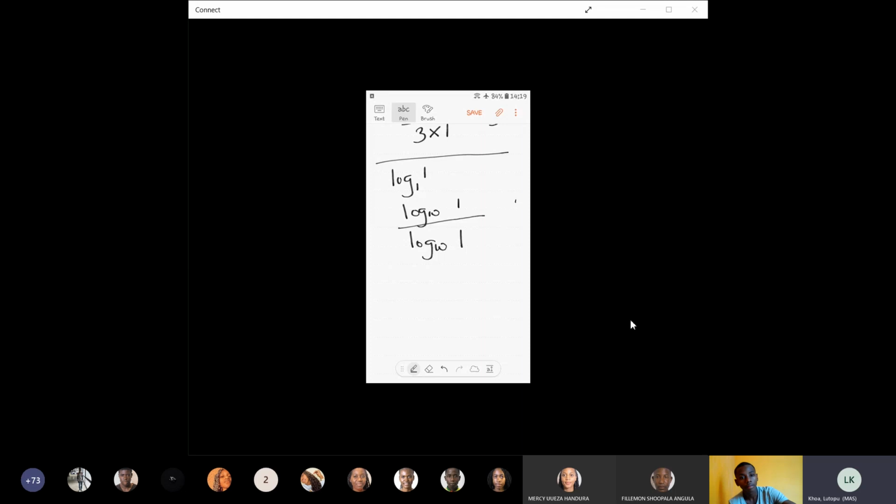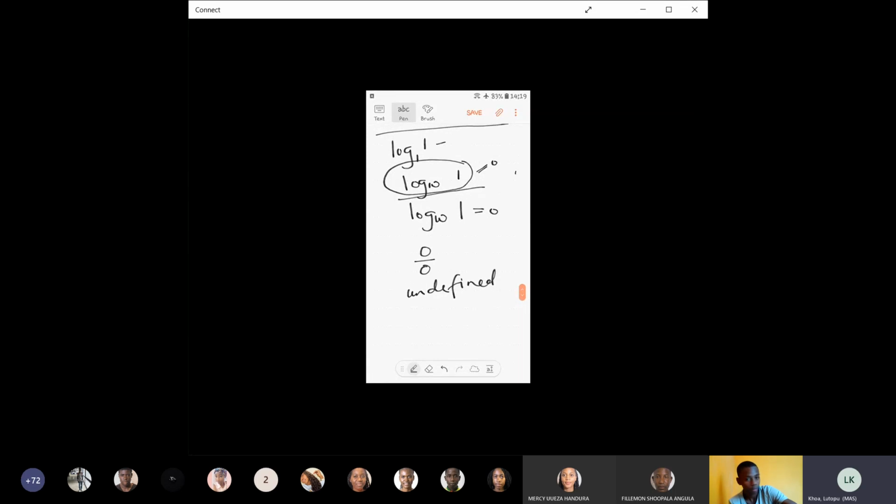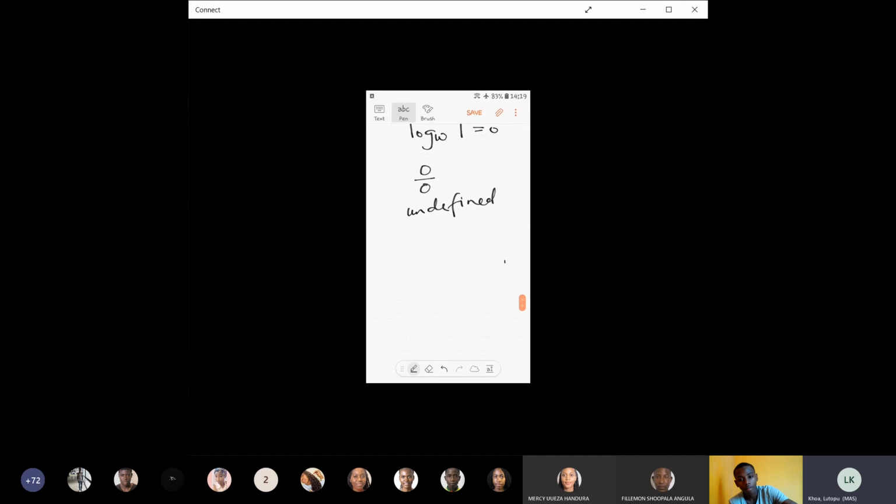So if I was to rewrite this as an exponent, I'm saying 10 to the power of what gives me 1, and that is 0. So the numerator is equal to 0, the denominator is equal to 0. So I have 0 over 0. This is undefined. And that is why log to the base of 1 is undefined. So we are not allowed to take log to the base of 1. It's stated as a law, but now you know why it is the case.